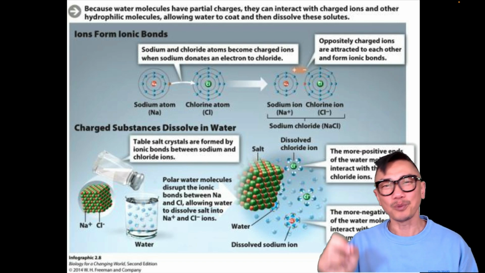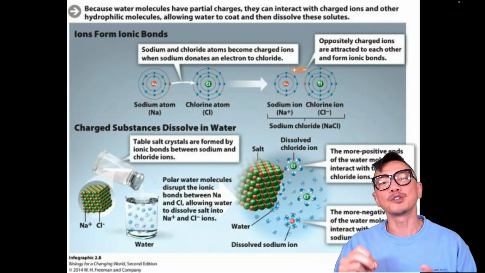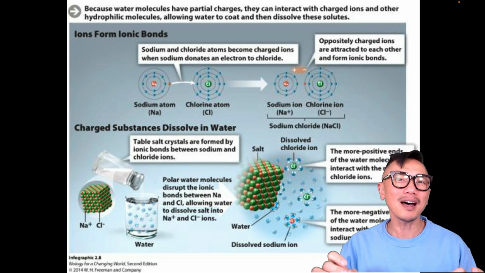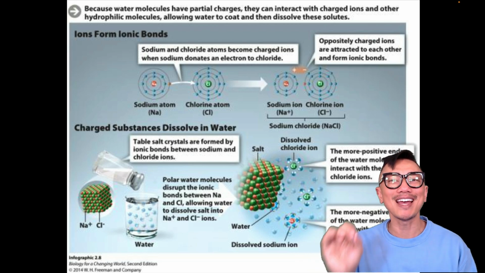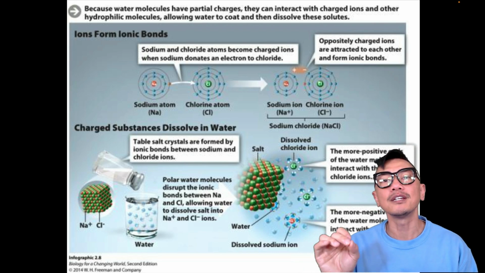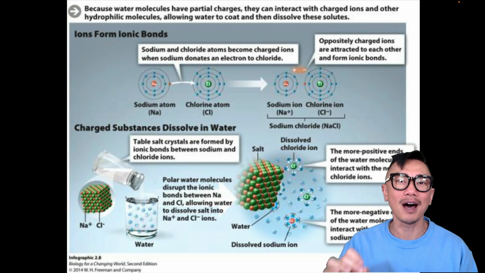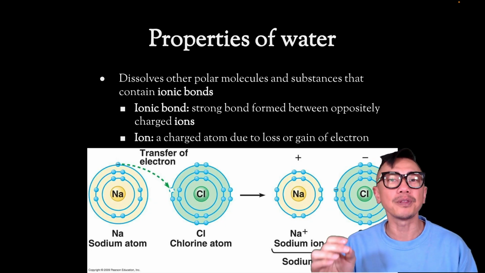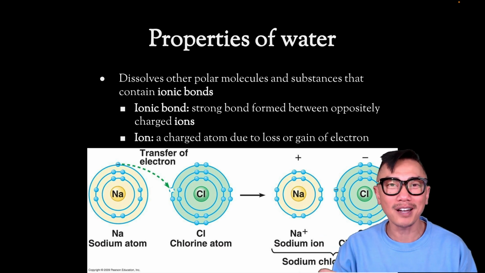Water can interact with charged ions, like the sodium and chloride ions in table salt. Water's positive poles interact with negative chloride ions, and water's negative poles interact with positive sodium ions. Polar molecules and substances with ionic bonds dissolve in water.